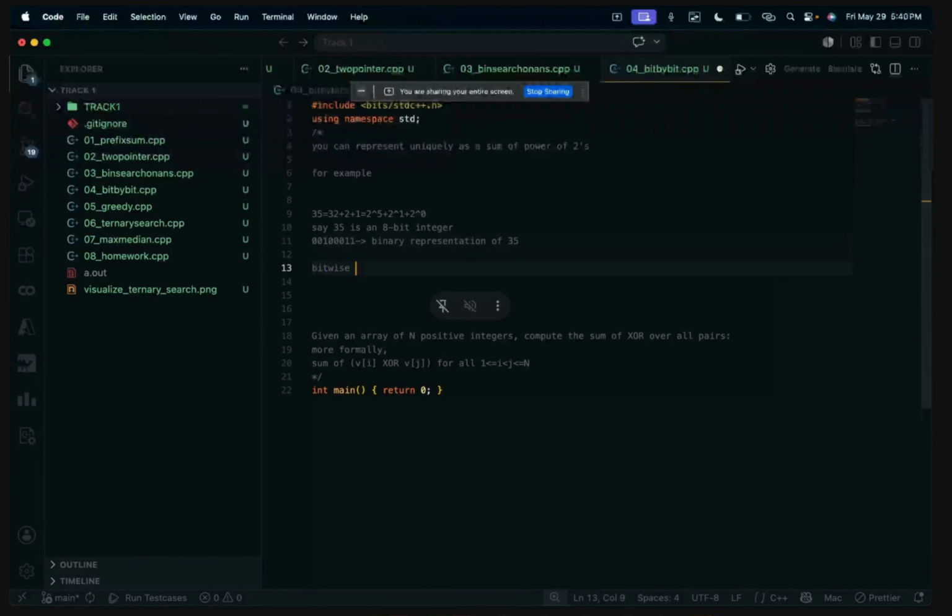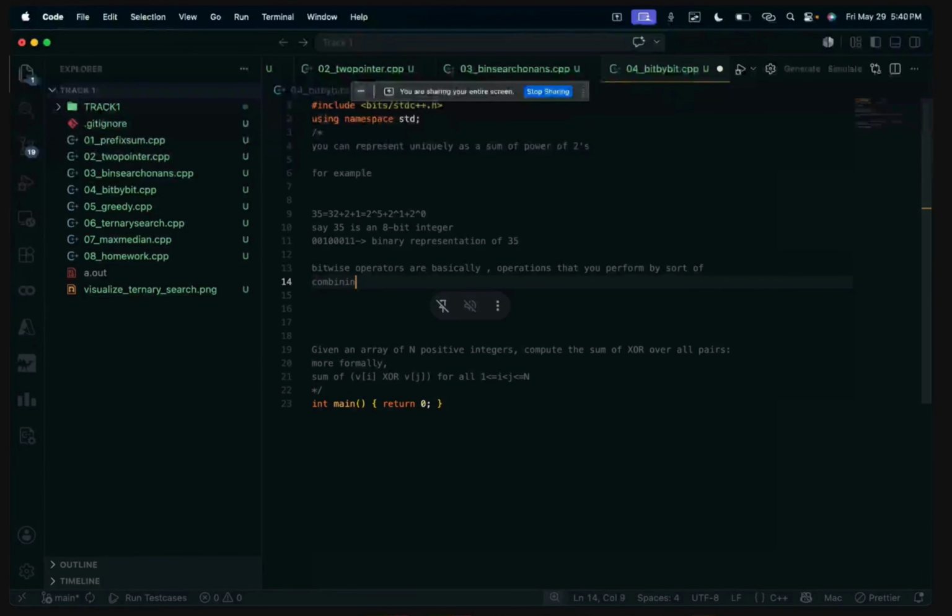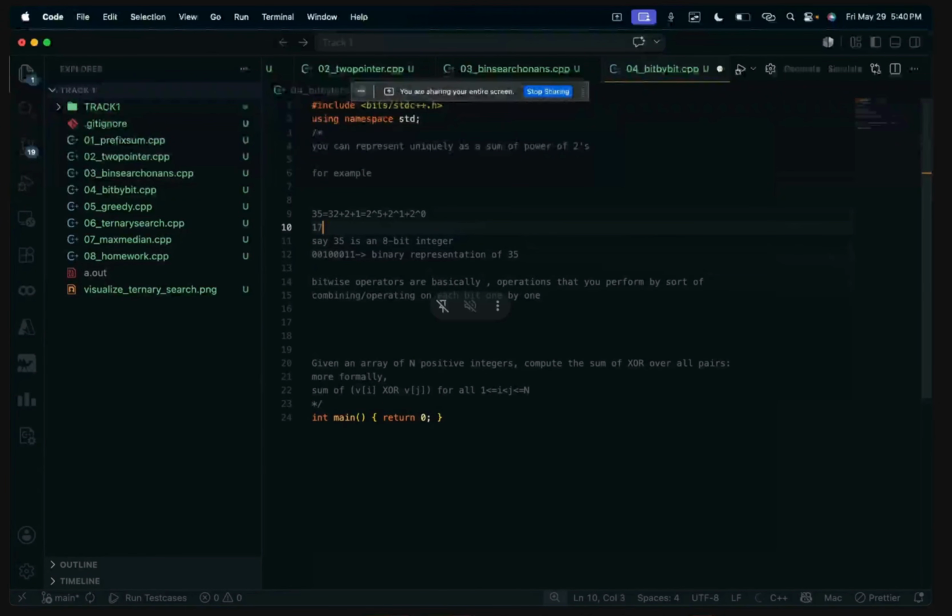Bitwise operators are basically operations that you perform by combining and operating on each bit one by one. I'll tell you in a moment what I exactly mean by that. Let's take another number, for example, 17. 17 is 16 plus 1, so we would write that as 0, 0, 0, 1, 0, 0, 0, 1. This is the binary representation of 17.